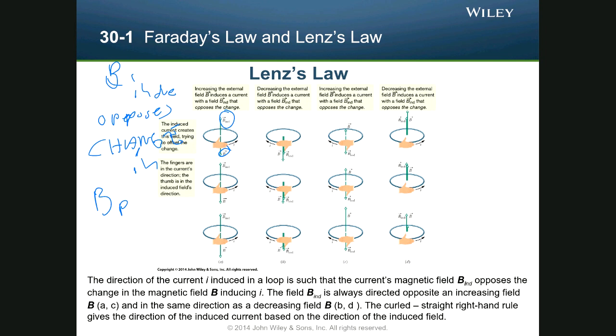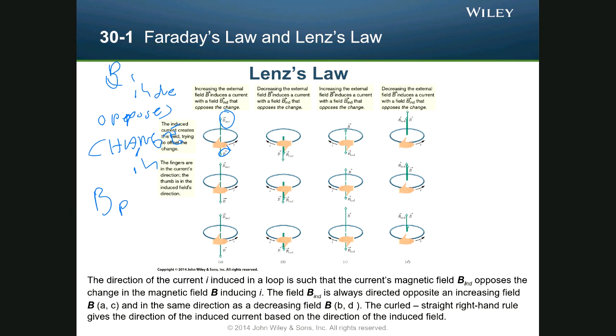Okay. So the fingers, if you look at the slide up here, you'll notice the thumb signifies the direction of the induced field. And then the current, when you close your fingers around the thumb, that just tells you the direction of the induced current. All right? Thumbs up for the induced field and fingers for the current.